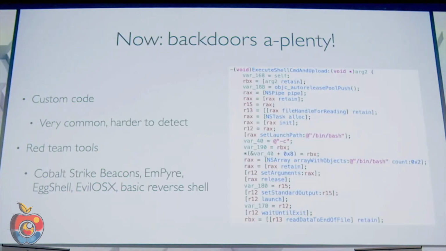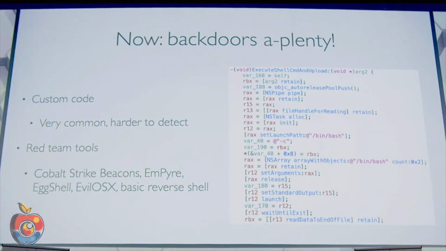Today, it seems like almost every piece of malware for Mac has a backdoor of some kind. And there are so many different kinds of backdoors out there. I mean, it's anything from some kind of open source tool like EggShell or Empire or something like that, to just your basic reverse shell, to something like a Cobalt Strike beacon. We've actually seen Mac malware that has used Cobalt Strike beacons in its operations.